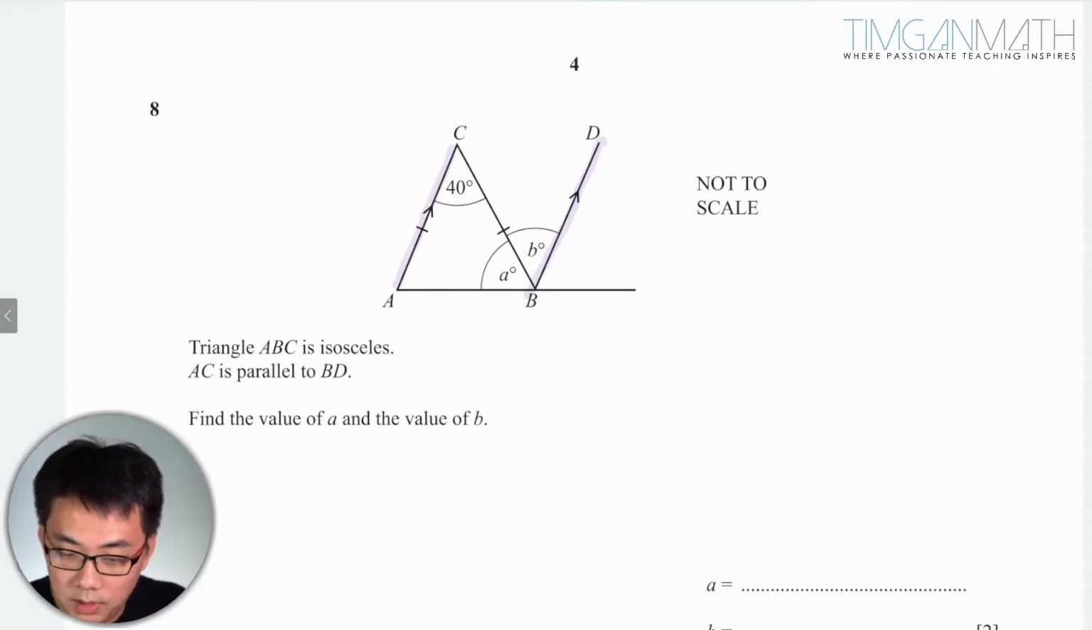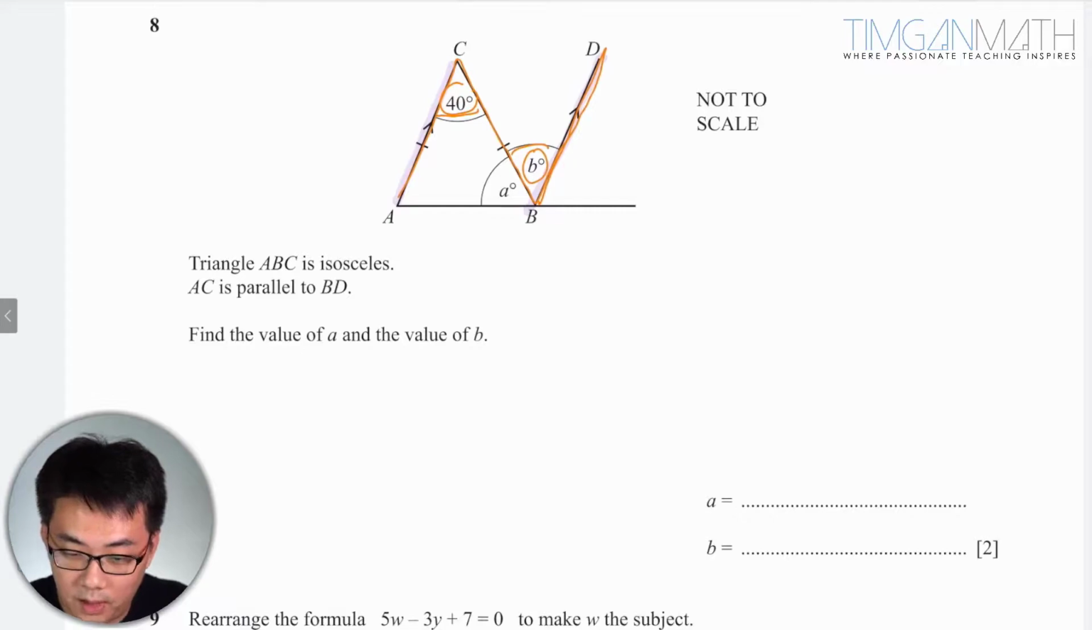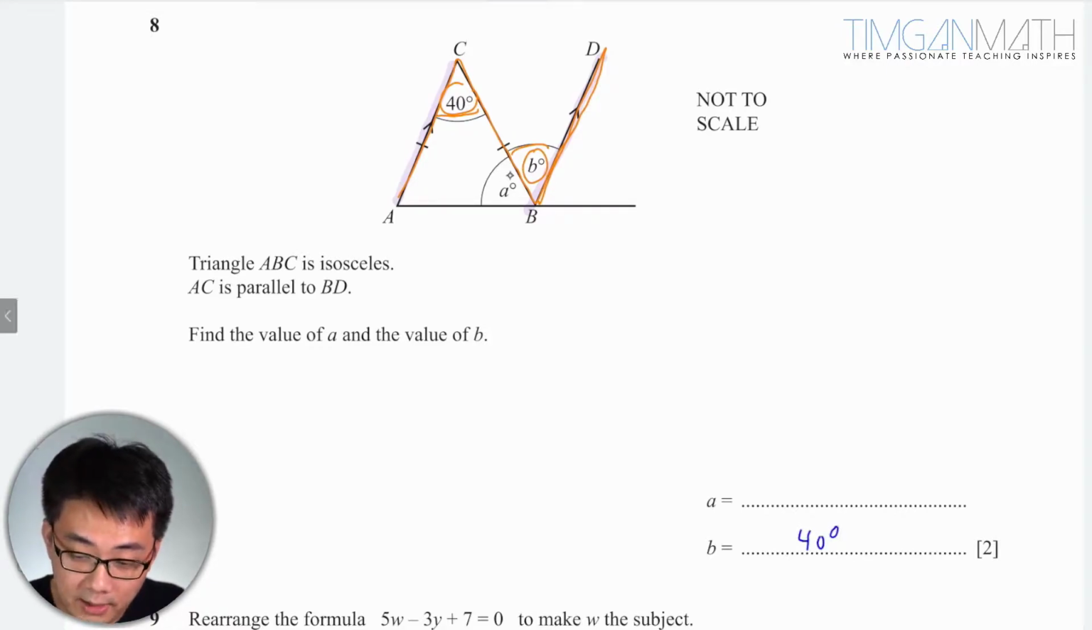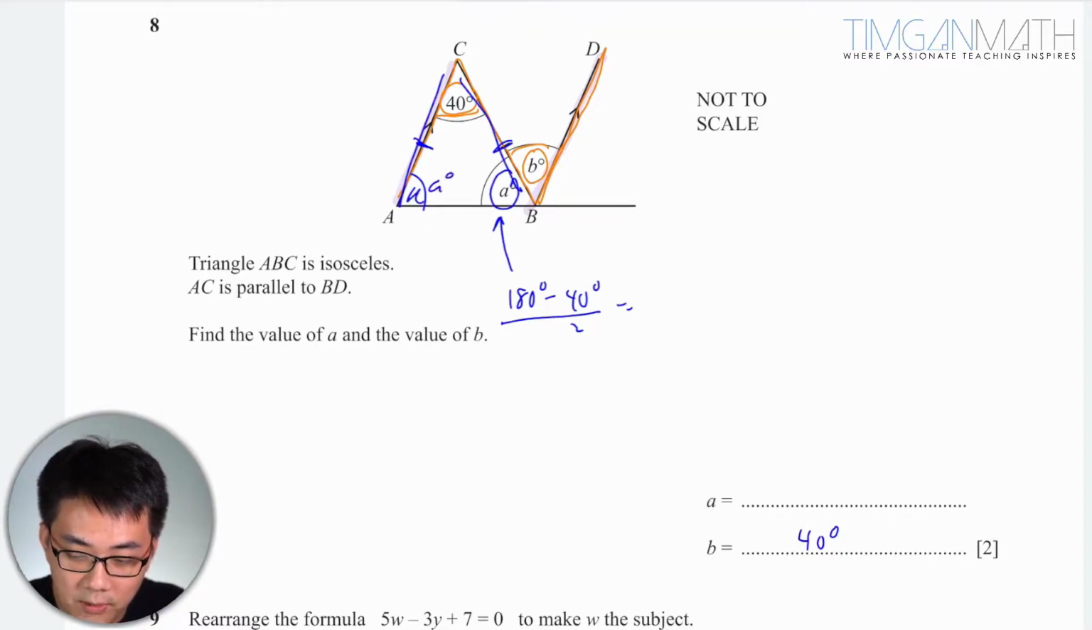Oh, okay. So this is an alternate angle. So this is 40 degrees, right? So in this case, this is a Z here. Do you see that? So this is an alternate angle here. B would just be 40 degrees. Then this angle here is just 180 minus 40 degrees divided by 2. This is because this is an isosceles triangle. These two base angles here are the same.